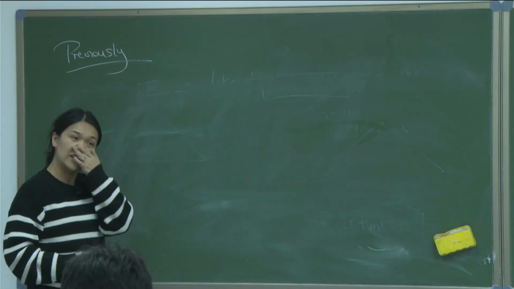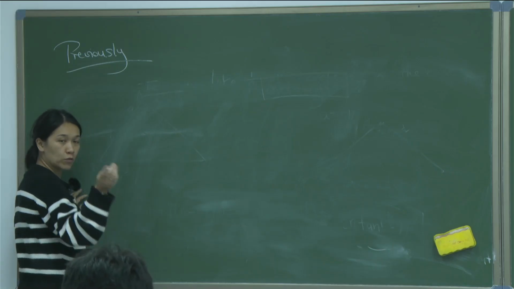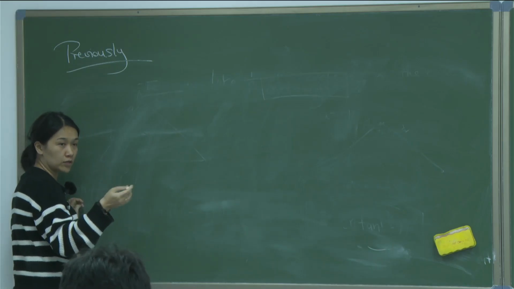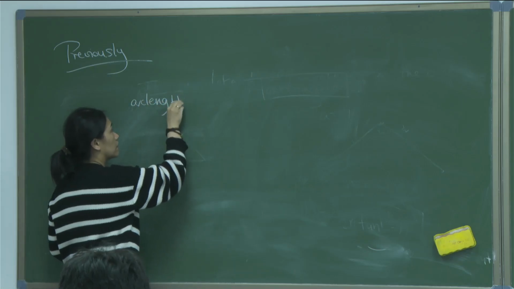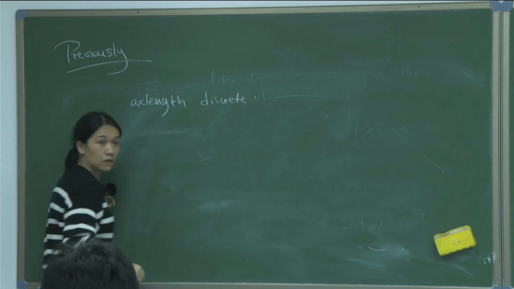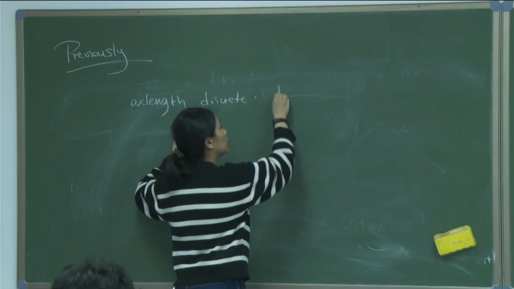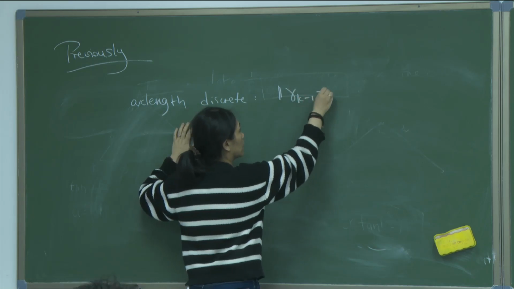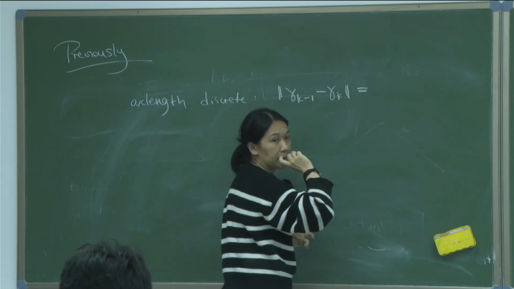Any idea why this is somehow problematic? How would you define arc length in the discrete world? What does it mean? That is, the distance between gamma k minus 1 and gamma k is equal to gamma k minus gamma k plus 1.